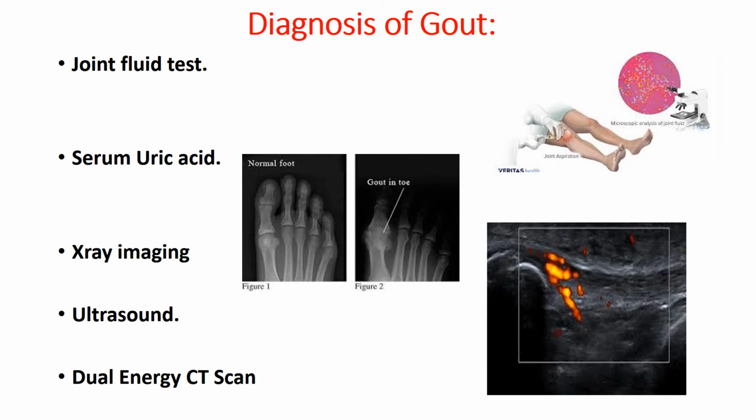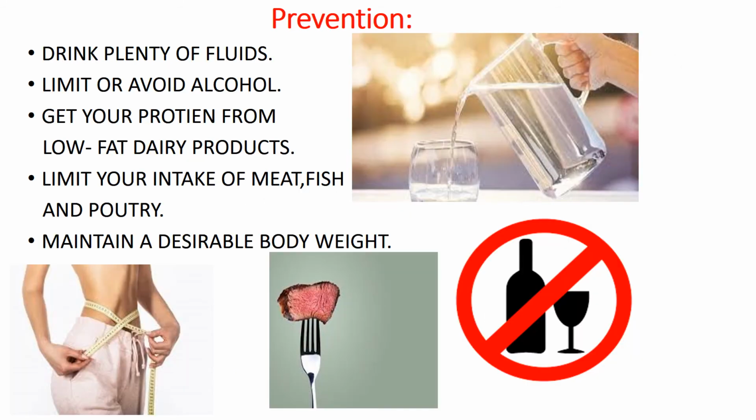Ultrasound. Musculoskeletal ultrasound can detect urate crystals in a joint or in a tophus. This technique is more widely used in Europe than in the United States. Dual energy CT scan. This type of imaging can detect the presence of urate crystals in a joint even when it's not acutely inflamed. This test is not used routinely in clinical practice due to expense and is not widely available.